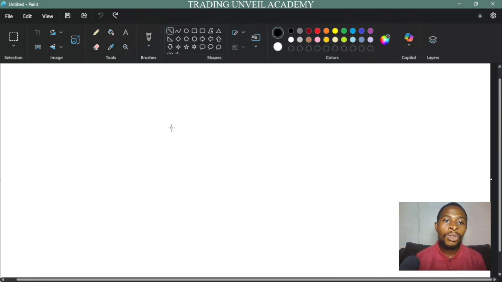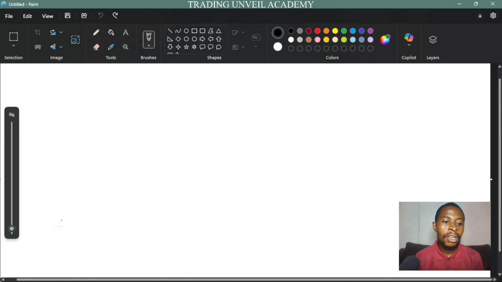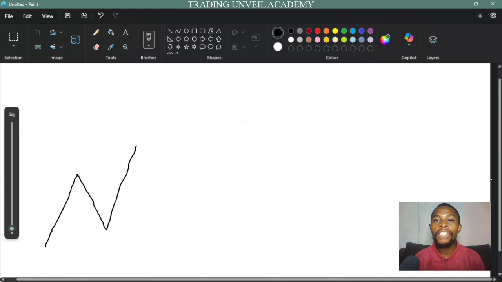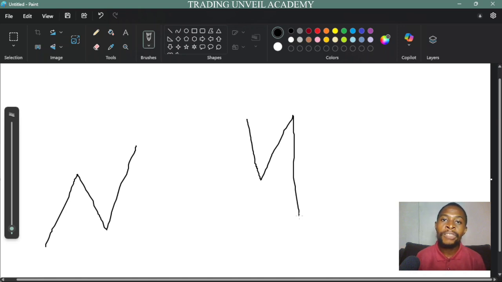For example, when you see the market makes a higher high, higher low, higher high, you know that the trend of the market is bullish. But when you see the market makes a lower high, lower low, lower high, lower low, you know that the trend of the market is bearish.